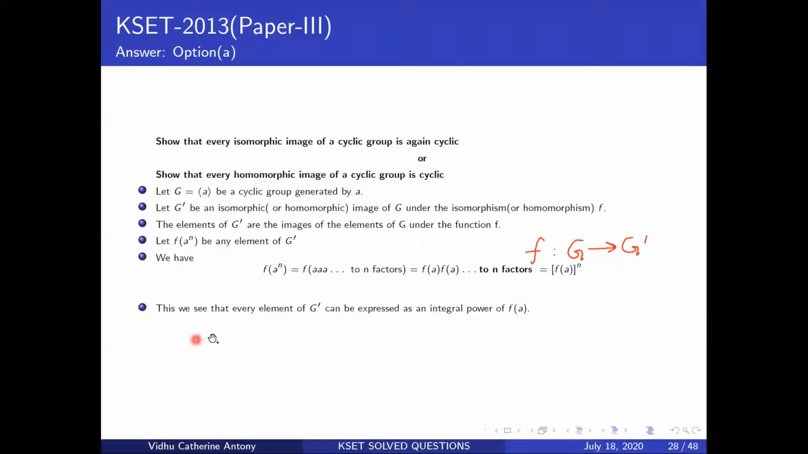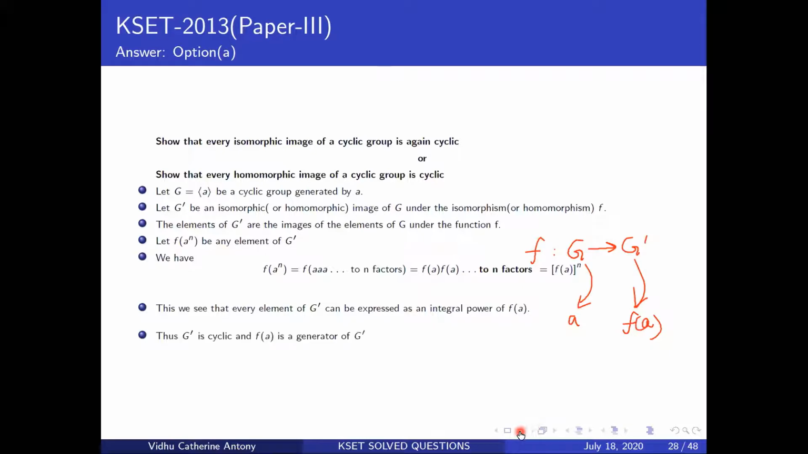Okay, and then we see that every element of your G prime can be expressed as an integral power of your f of a. So what happens? In this part, your generator was a. In this part, your generator was f of a. So this is basically your G prime is cyclic, and you have your f of a as the generator of G prime.